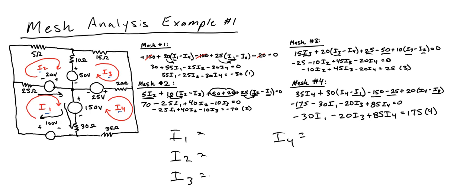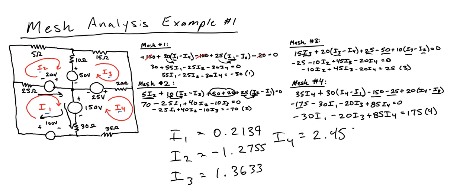Each one of those is going to be equal to: the first one we have 0.2139, I2 we have minus 1.2755, I3 we have 1.3633, and the last one we have 2.4551. And these are all amps. Don't forget to label your units. Professors are sticklers for that. So these are all amps.